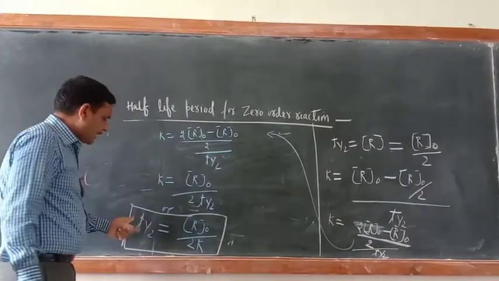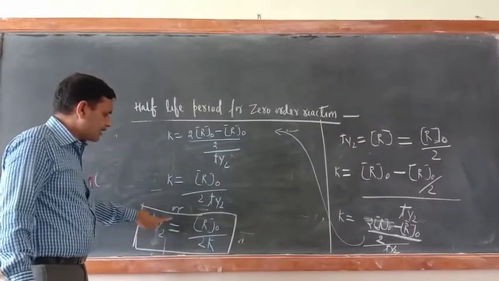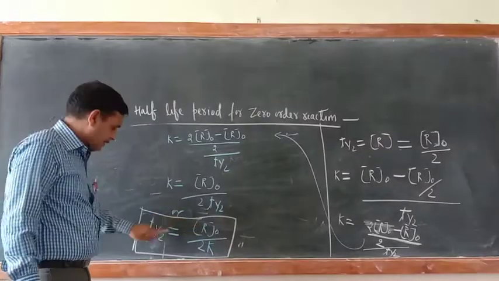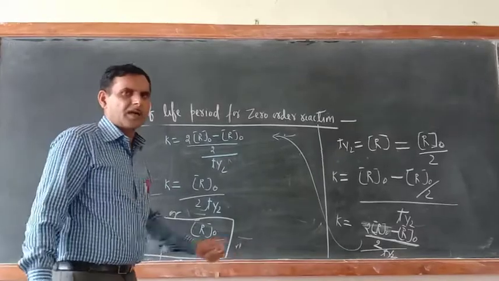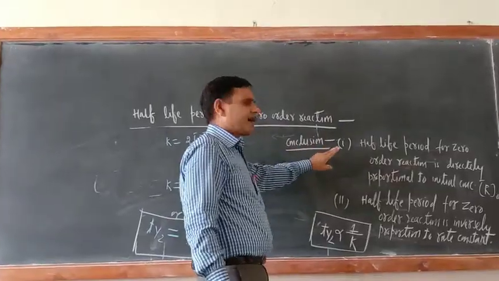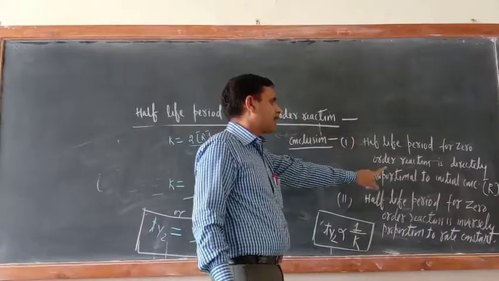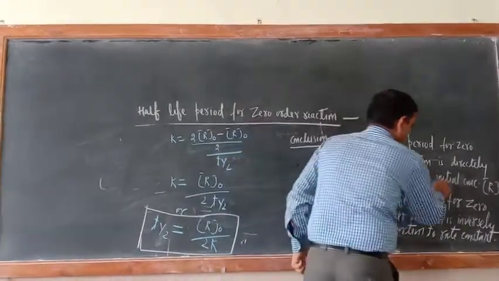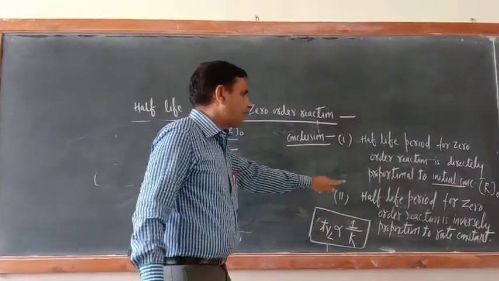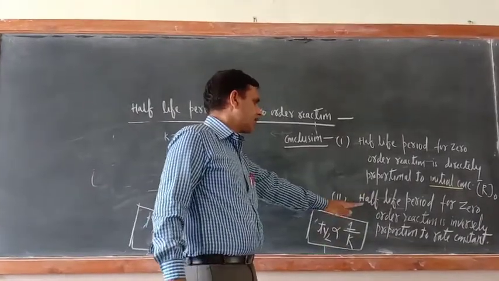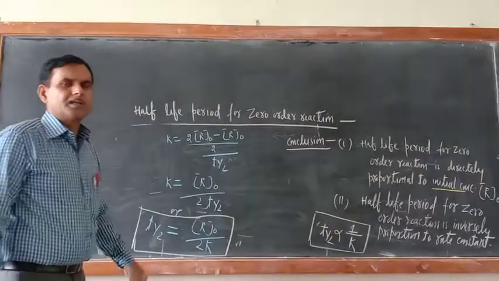And now we can draw two important conclusions here also. Half-life period for zero order reaction is directly proportional to initial concentration, but it is inversely proportional to rate constant. That should be written also. So dear cadets, we can write here two conclusions. What is that? Half-life period for zero order reaction is directly proportional to initial concentration, as it is written here. And the second one is half-life period for zero order reaction is inversely proportional to rate constant. So this was for the zero order reaction.